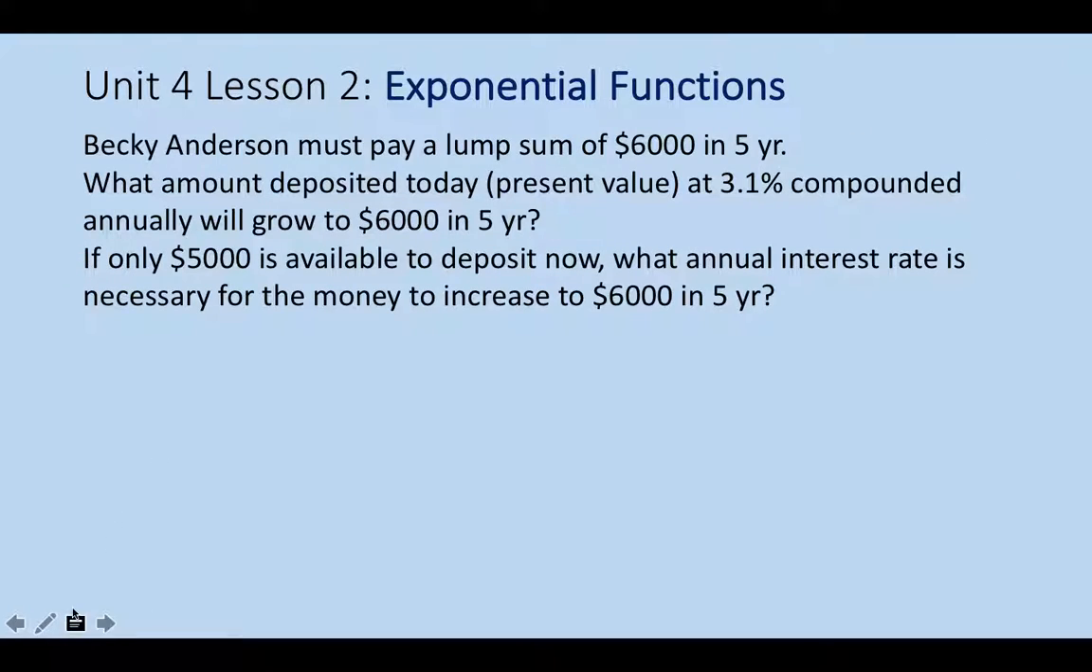All right, let's see maybe a little bit different version. You got this person, Becky, who must pay a lump sum of $6,000 in 5 years. So she's got to pay somebody $6,000 5 years from now. What amount does she need to deposit today, or what is the present value, if she's getting a 3.1% interest rate compounded annually that will grow to $6,000 in those 5 years?